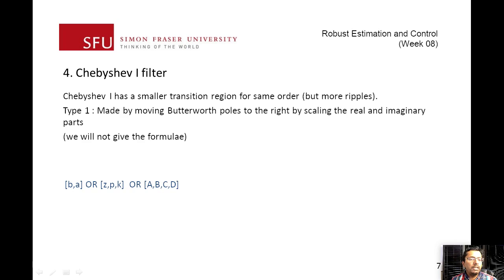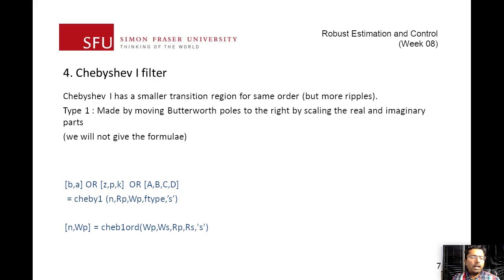The way we do the design is similarly, we can do B comma A, or ZPK, or ABCD, equal to cheby1, and then here we specify the order, the pass ripple, the pass frequency, type, and then s. If you wanted to do the design, we have N comma WP equal to cheb1ord, and then we give WP, WS, RP, RS, and s, and then substitute these values into here.